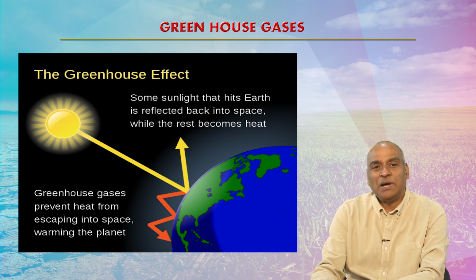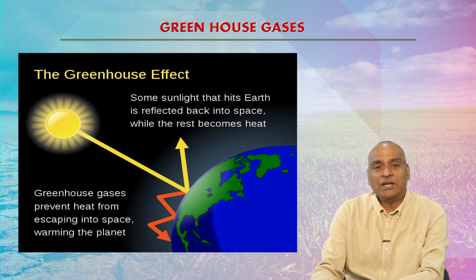The visible light passes through the atmosphere without being absorbed, but when the earth gets warmed up and radiates back towards space, this is in the longer wavelength, and much of this radiation does not escape into space, because there are gases in the atmosphere like carbon dioxide, water vapor, greenhouse gases, which can trap them and result in warming of the earth. If there were no greenhouse gases, then the earth would be much colder than what it is now.